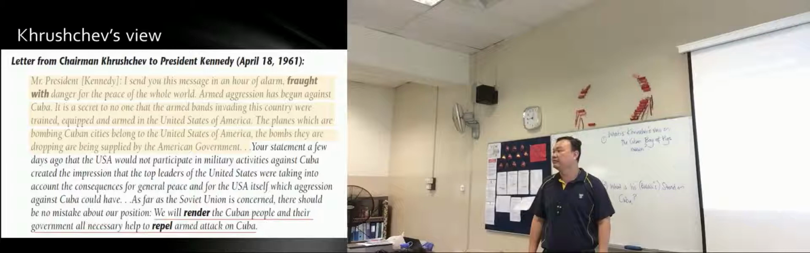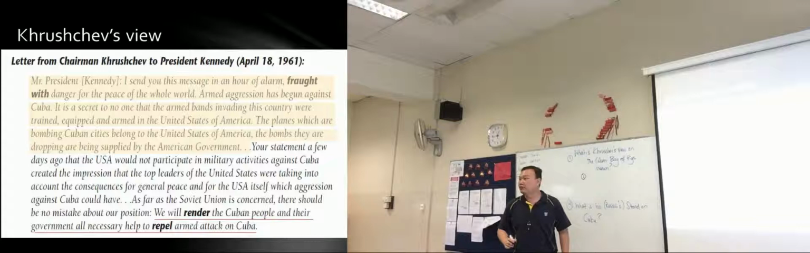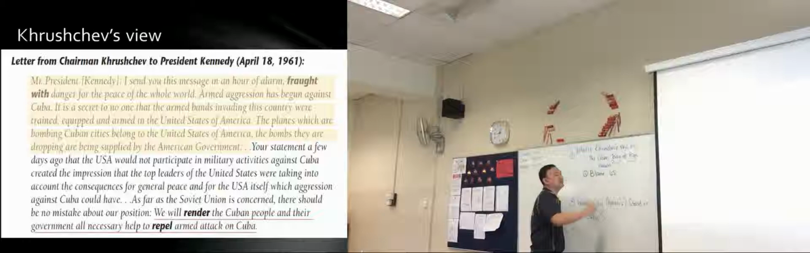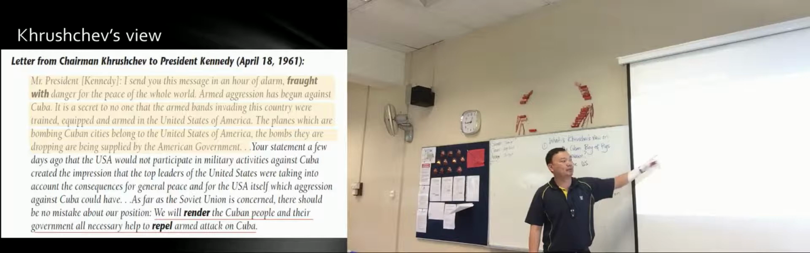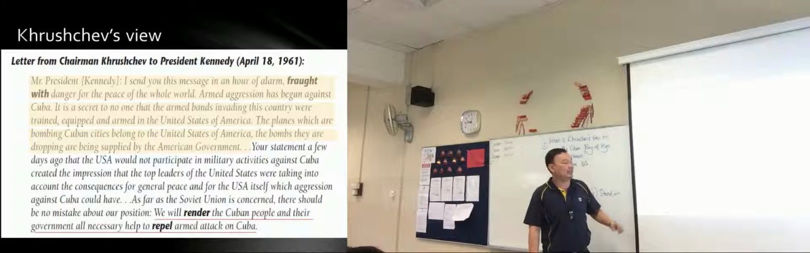Key thing: he blamed who? How do you know he blamed the Americans? What evidence shows that he was blaming the Americans? He says that the plane bombing the city belonged to the USA. The bombs they were dropping were supplied by the American government. Your statement says that you will not participate. It gives the impression that you are taking into account.